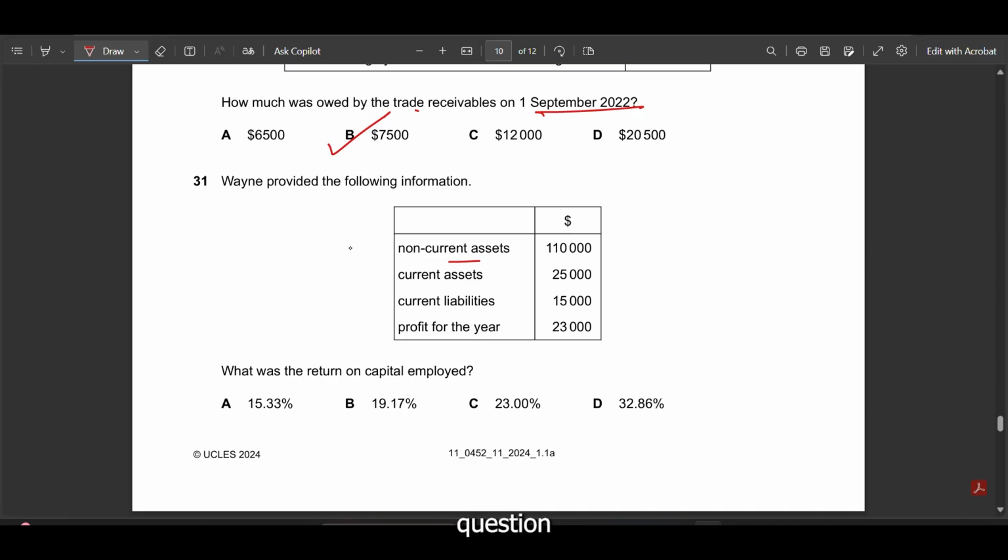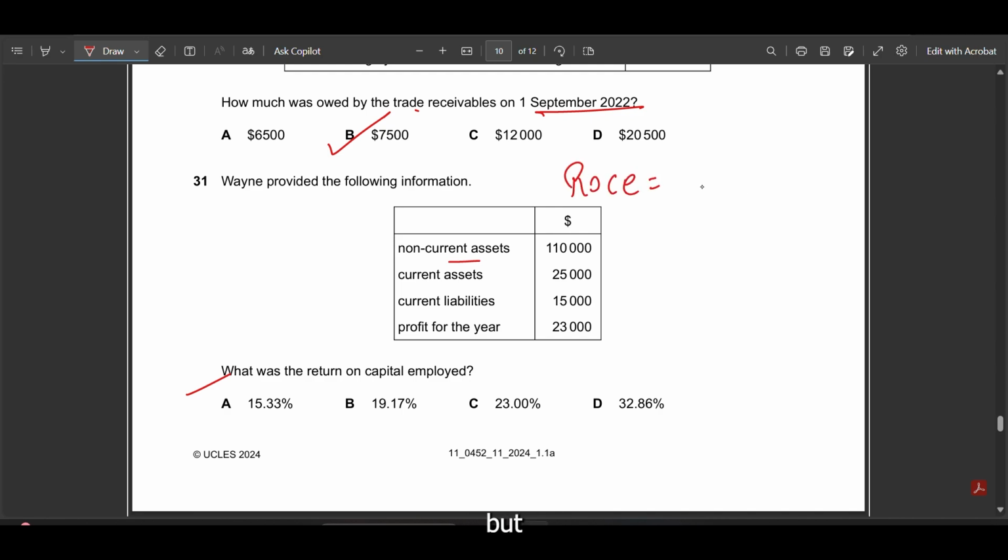Okay, so the next question is question number 31. When provided the following information: non-current asset, current liability, profit for the year given. Okay, what is the return on capital employed? All right, so the question is about return on capital. So what's the formula for ROCE?